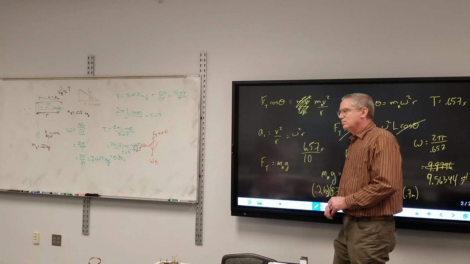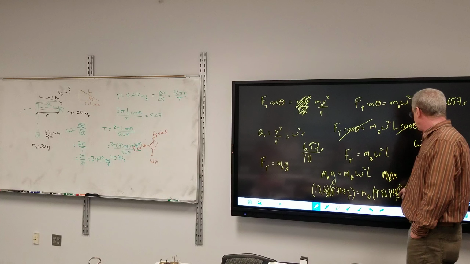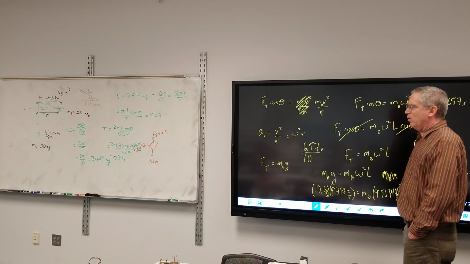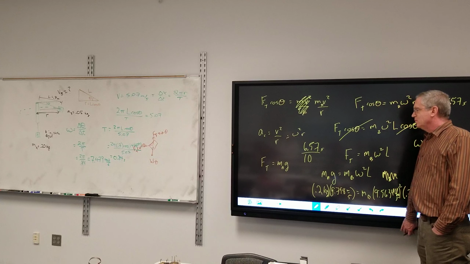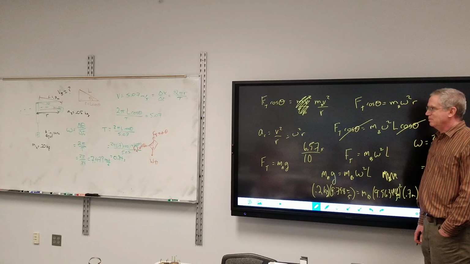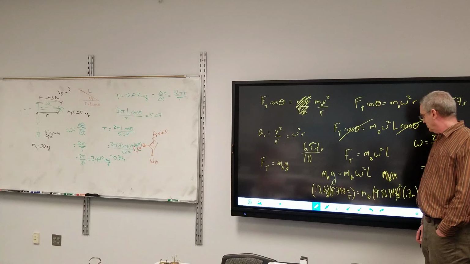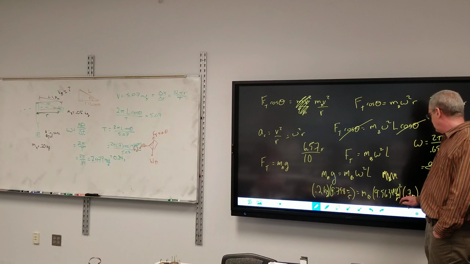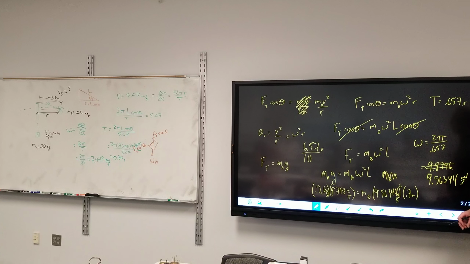Why don't you put meters per second squared on the omega? That's a radian. I know. But there's a square there. It's radians per second, and there's a square outside the front. Yes, it is squared, because it's omega squared.